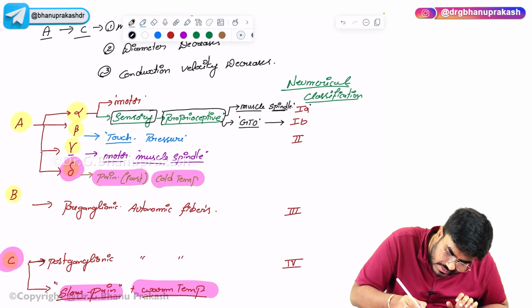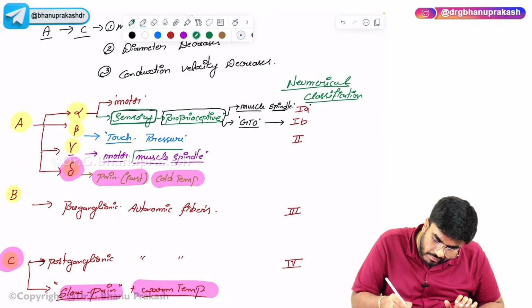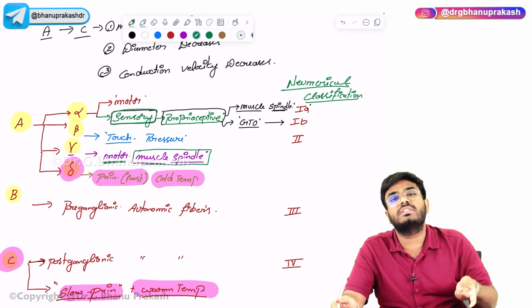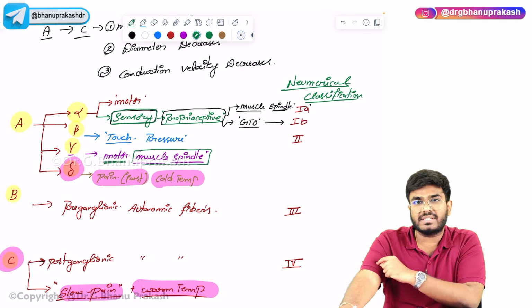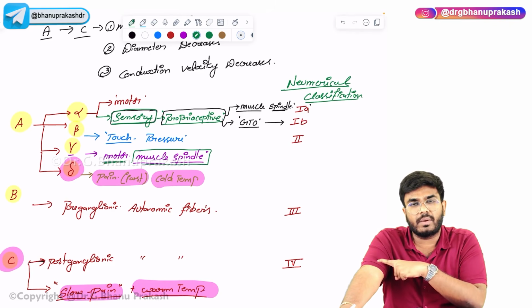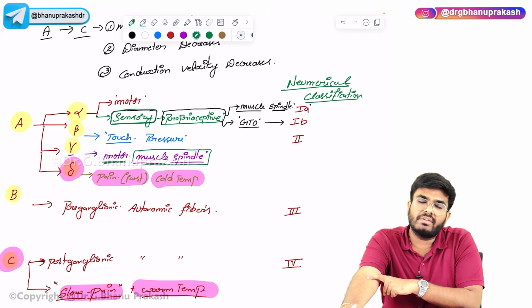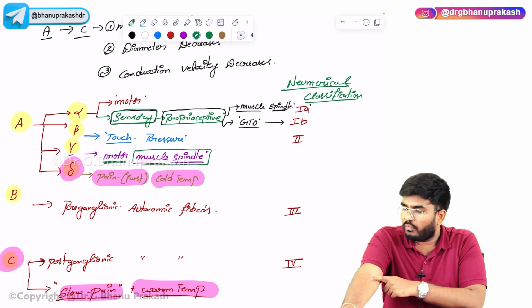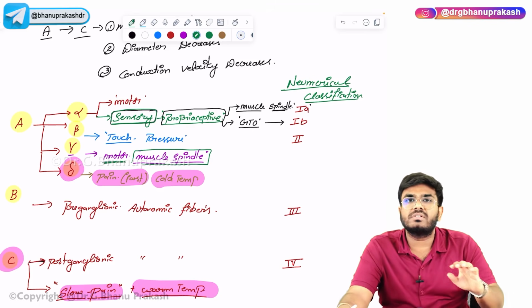Don't confuse, this is sensory. Right now I am talking about the sensory. Students might be thinking, sir, here also I have written the muscle spindle. That is motor. Muscle spindles have both motor innervation as well as sensory innervation. Sensory innervation to the muscle spindle is given by group 1A fiber. Sensory innervation to the Golgi tendon organs is given by group 1B fiber. So group 1A and group 1B fibers carry the proprioceptive information to the central nervous system.